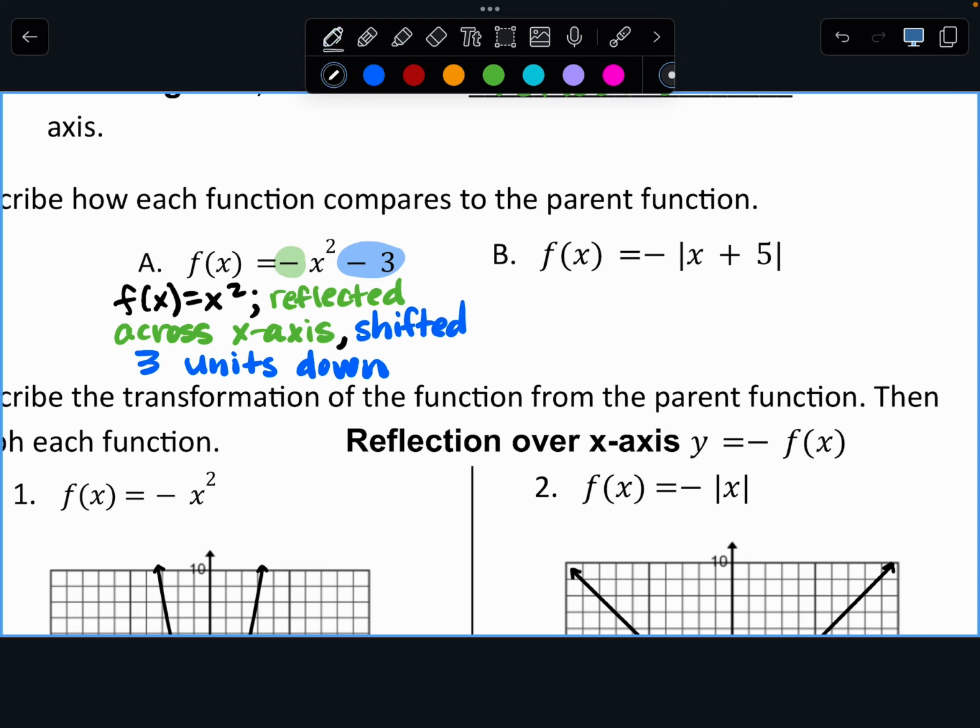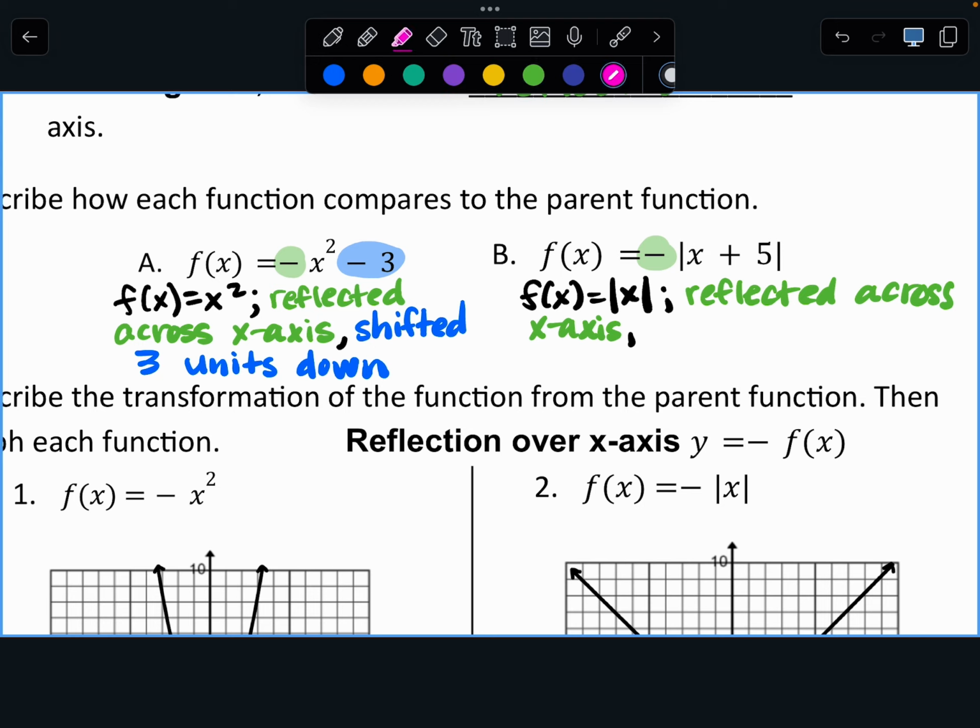For b, we have an absolute value function. So my parent function is f of x equals the absolute value of x. And the transformations are reflected, and there is a horizontal shift to the left.